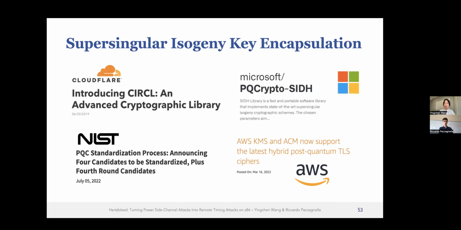SIKE is a widely studied post-quantum crypto scheme. It has production-ready implementations from Cloudflare CIRCL and Microsoft PQCrypto. It is currently in round 4 of the NIST post-quantum crypto competition, and it is deployed by Amazon as a hybrid encryption scheme.